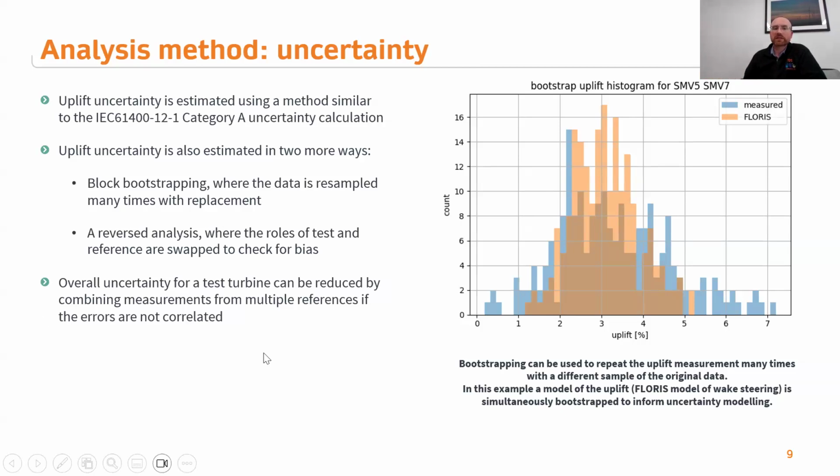The overall uncertainty of a test turbine can be reduced by taking multiple references around the test turbine and combining the answers if the errors from those answers are not correlated. So that's something we often do to drive uncertainty down in a real field campaign. So that's everything on the method.